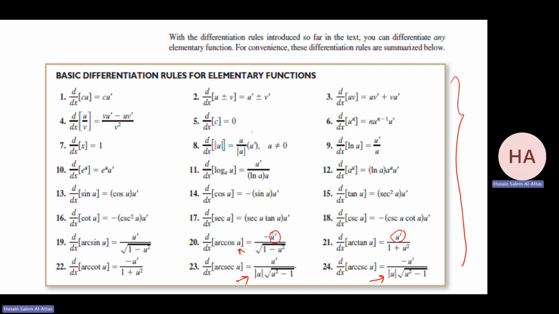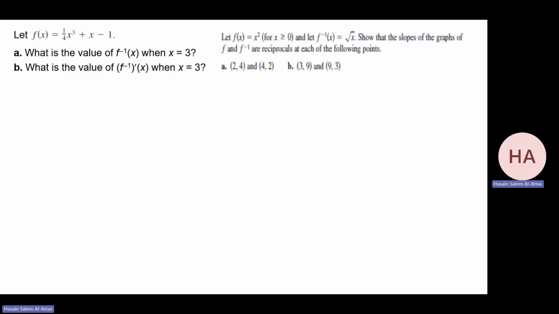Actually, more than that, we have the derivative of absolute value. This was in one of the exercises. So I think this is a good table. It gives you a quick, almost complete review of all the formulas we have. Okay, now let me go to the questions.